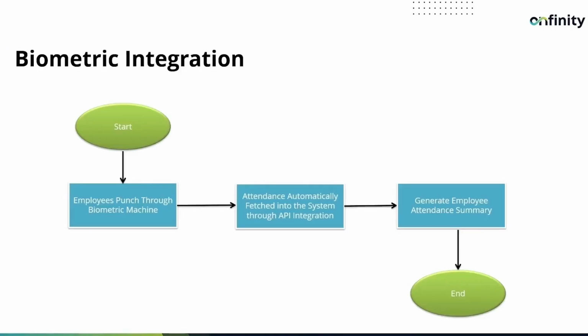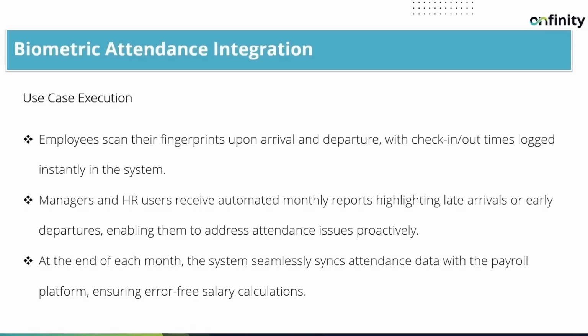Now, let's see how Onfinity simplifies this process. It starts with the employee punching in through the biometric machine. Once the employee punches in, the attendance is automatically fetched into the Onfinity system through API integration. After that, the user needs to read the employee attendance summary to gather all the data for payroll processing. Let's look at the execution of this case.